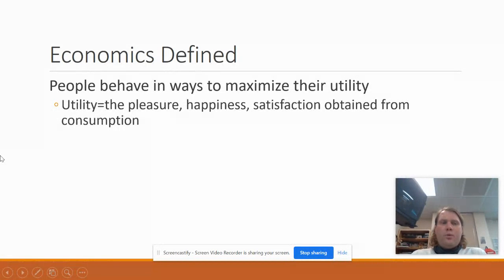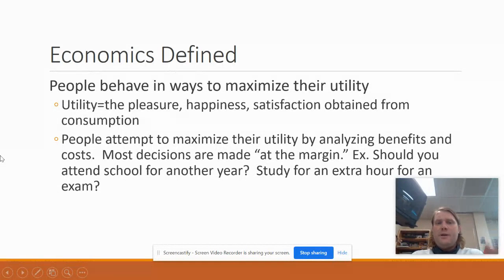We also have to understand that people are going to behave in ways to maximize what is called utility. Utility is just a fancy way of saying satisfaction. So we're going to try to make ourselves, you could say, as happy as possible.